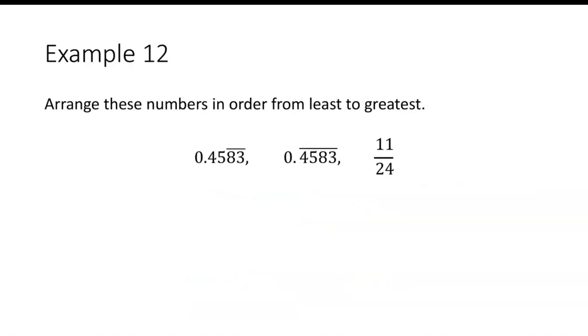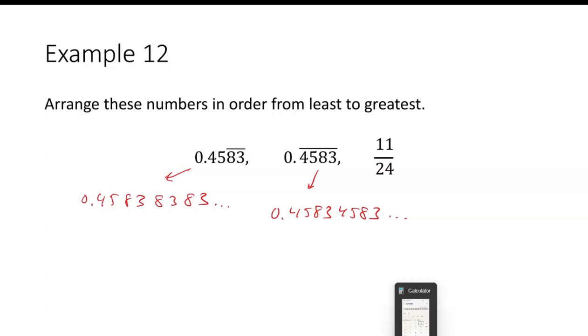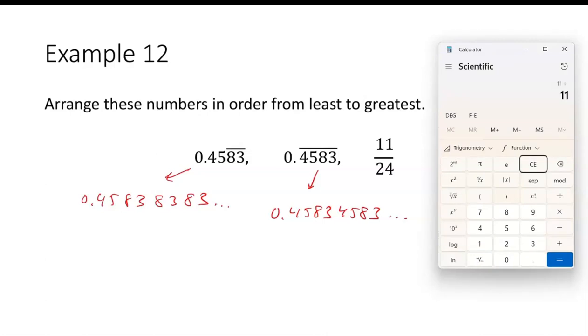A little bit more complicated. This one on the left, if I write it out, is 0.45838383. This one is 0.4583, and then 4583, and so on. And the last one, I'm just going to put in the calculator. If I go 11 over 24, I get 0.4583, and then after that it's all threes.